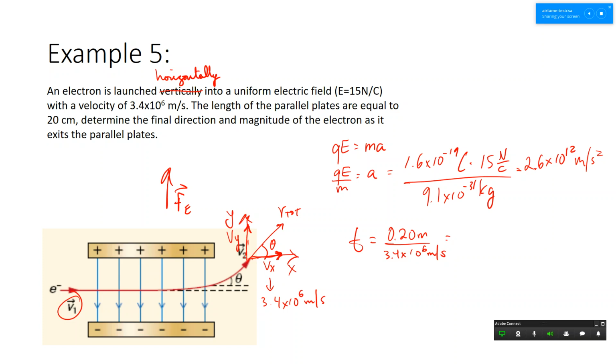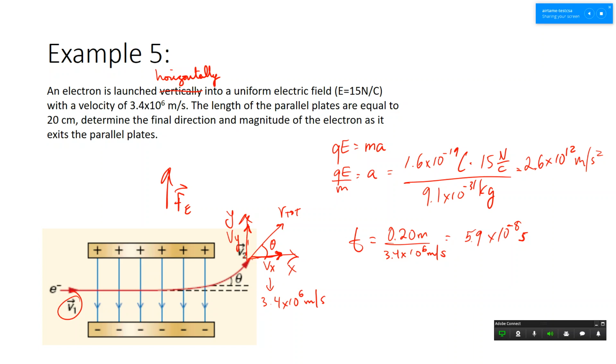All right, and you guys have a time for me? It shouldn't be negative 14 because it's just this divided by this. 5.9 times 10 to the minus 8. Okay, seconds. All right, perfect.